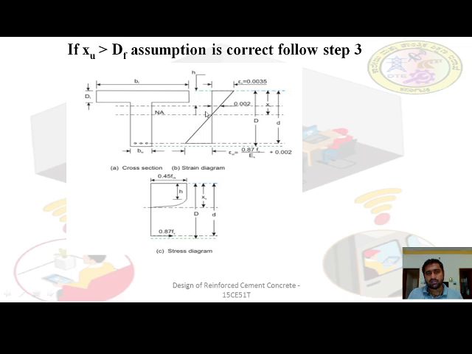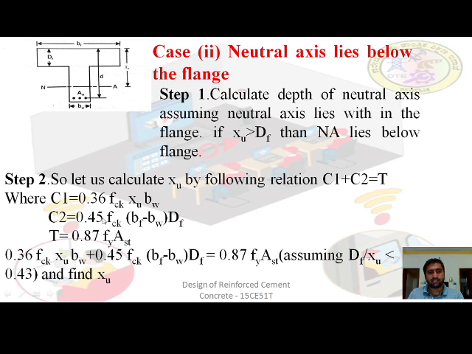Let's have a look. See here, the neutral axis is lying at this point. So the maximum strain 0.0035 will be at the extreme fiber. The strain 0.002 will be below the flange section, and the stress variation is also the same, from 0.0035 to 0.002. The stress variation will be uniform, so it will be rectangular, of magnitude 0.45 fck. So you can see here, that's why it is taken as 0.45 times fck.